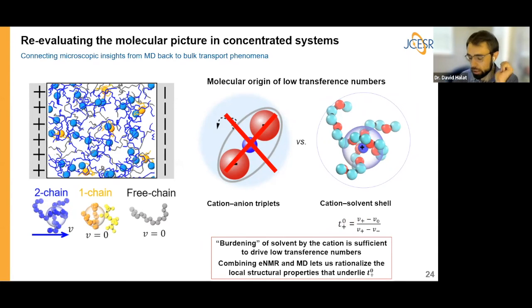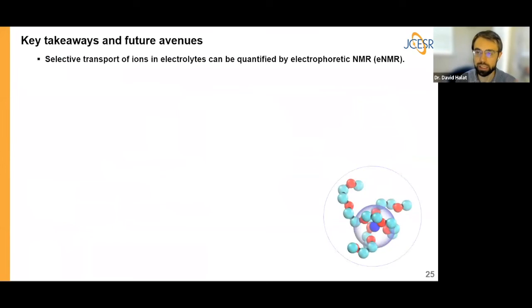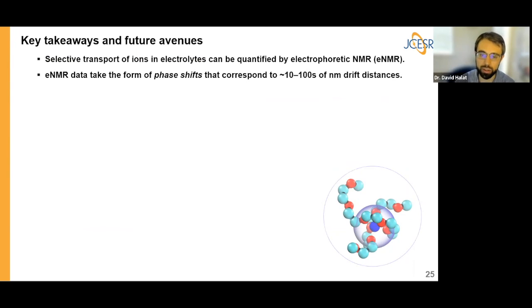To sum up, I want to give you some of the key takeaways of the power of eNMR, and I am also excited to talk about some future methodological directions that I think will further advance this technique. First of all, I hope I've shown that quantifying the selective motion of ions in electrolytes is really important. eNMR is one of the few techniques that directly permits this. eNMR spectra have phase shifts that we can analyze. We have to use these to quantify the average distances of the migrating ions. These typically correspond to tens to hundreds, or maybe up to a micron, of drift distances.